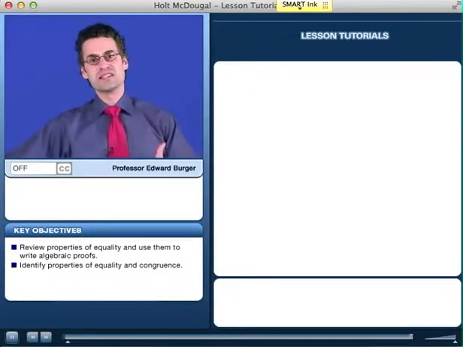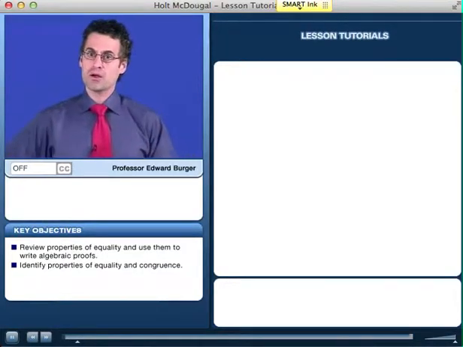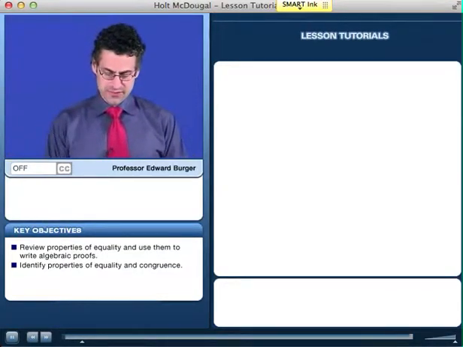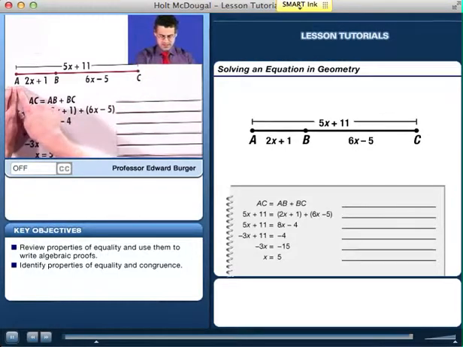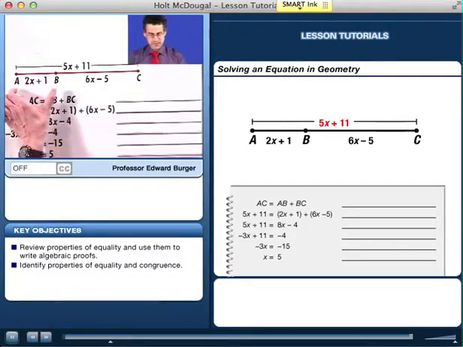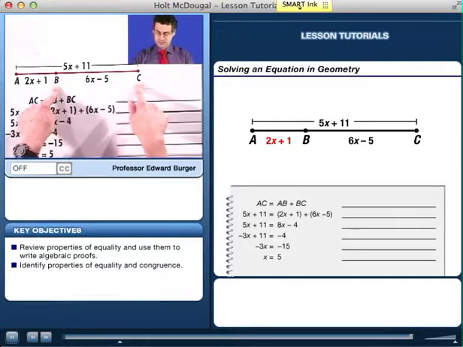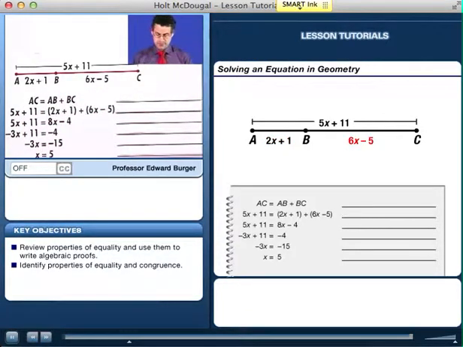Let's now give the reasons in a very, very carefully laid out way for the following argument. So here we're given a line segment, and we're told that this line segment AC has a length that's equal to 5x plus 11. There's a point B in between, and the length from A to B is given by 2x plus 1, and the length from B to C is given by 6x minus 5. And the question is, let's see if we can figure out what x is.